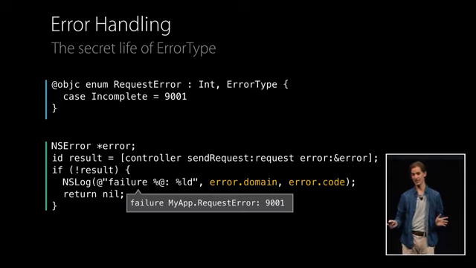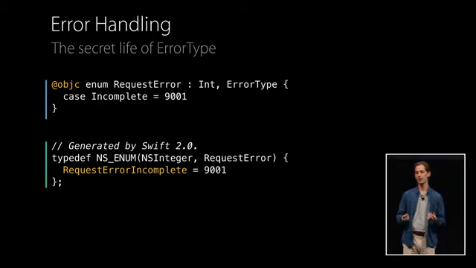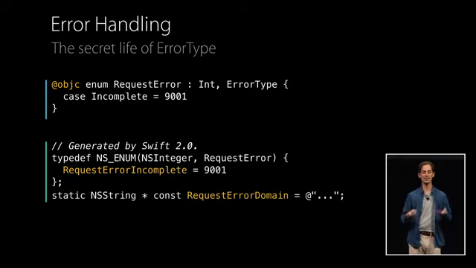Now, there's one more nice thing that's going on here. I marked this enum with the objc attribute. This is a feature we added in Xcode 6.3. If you mark an enum with the objc attribute, then it will get printed into your generated header, the header that exposes the Objective-C side of your Swift classes. In Xcode 7, we've added one more little nice feature here. This is an enum that conforms to the error type protocol, so we'll also generate a string constant representing the error domain.